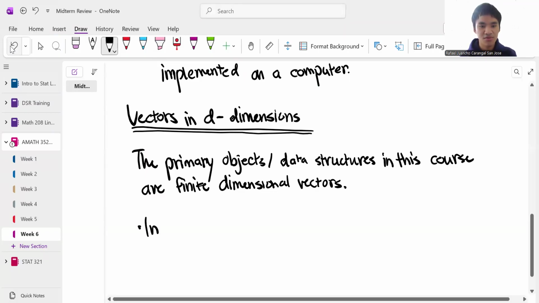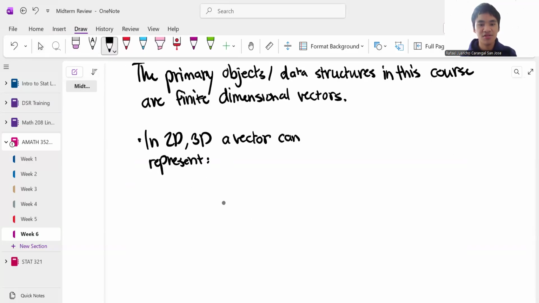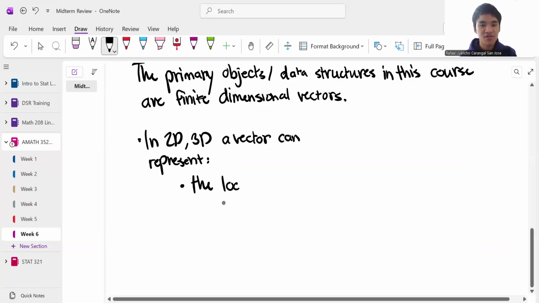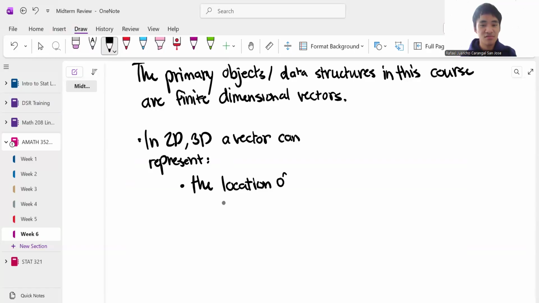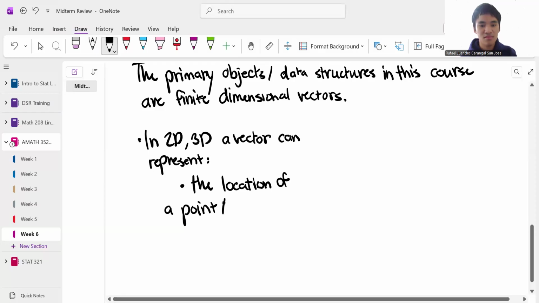Let's try to do a brain tease. So in 2D or 3D, a vector can represent the following. So there are lots and lots of ways to represent this finite dimensional object. So we could represent it as, geometrically, the location of a point, or we call this sometimes an object.